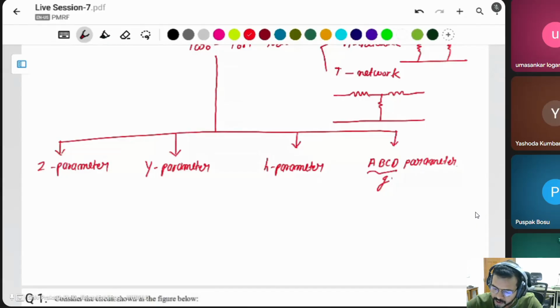G is used in the communication line actually, and ABCD parameter is used in power system. But both are the transmission parameter, so don't confuse them.